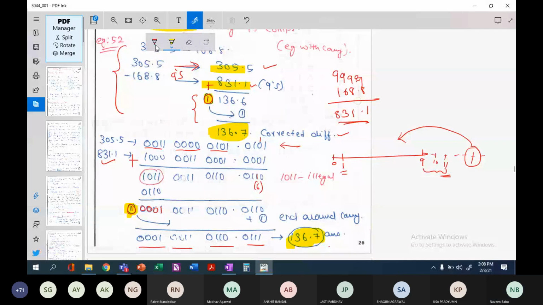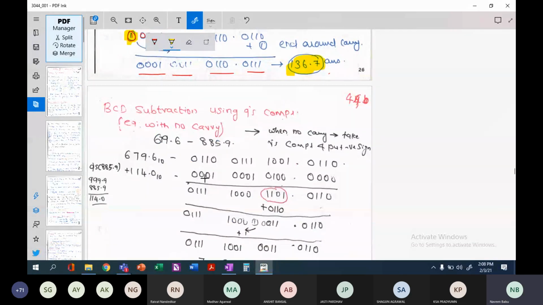Now we are doing an example with no carry. When there is no carry, please remember that you have to take a further complement of the number and put a negative sign. Obviously, you can see it from the result itself, right? When you subtract 885.9 from 679.6, the result is going to be negative. So now how do you proceed?